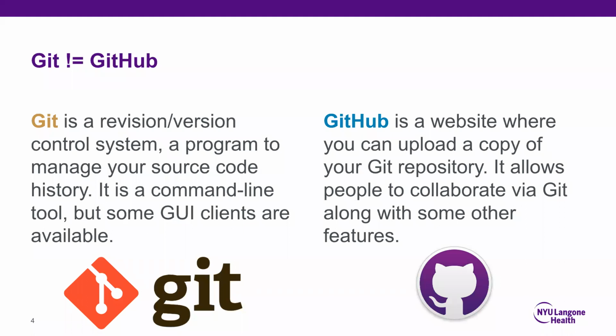GitHub, on the other hand, is a website where you can upload a copy of your Git repository. It allows people to collaborate via Git along with some other features. Basically, this is an interactive website where people can host their repositories. I should mention there's a social component and some other features for project management. Something to keep in mind is that you don't necessarily need to have GitHub to use Git. You can use Git to track files on your local environment, but you do need to have Git to work with GitHub. So just keep in mind that relationship.